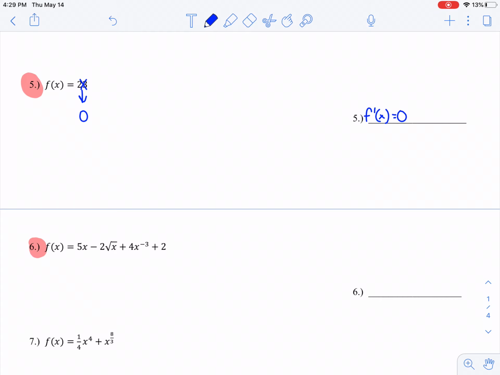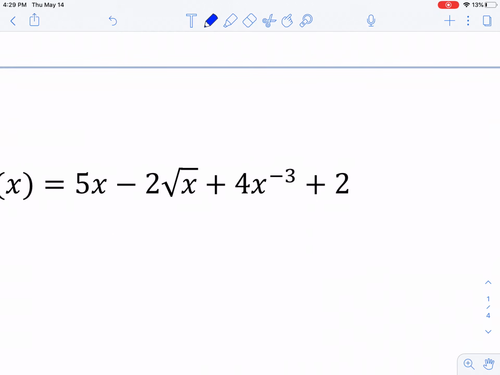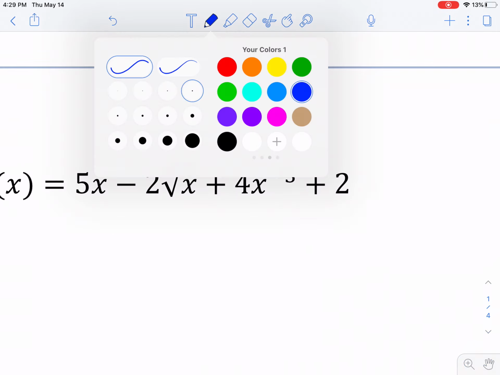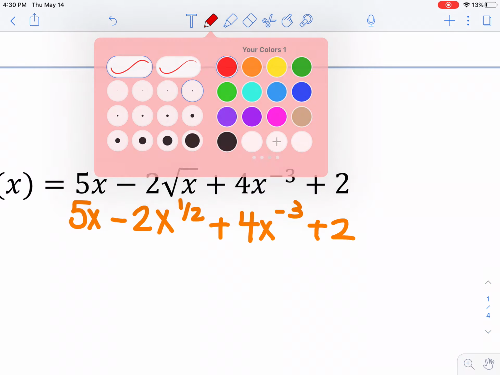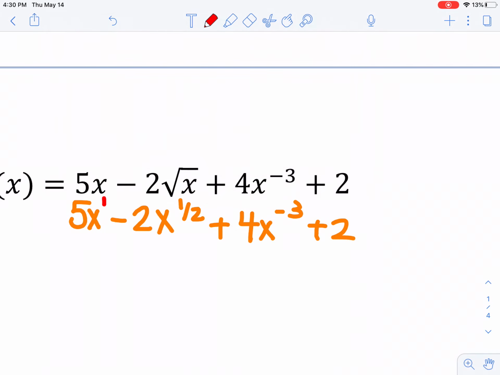Number 6, we're getting a little bit harder here with some negative exponents and also some radicals. So I would rewrite this first. Instead of square root of x, rewrite it as x to the 1/2. It's going to make it a lot easier. And now power rule, x to the first, the linear part goes away, so that's just a 5. Drop down the 1/2. 2 times a half is just 1, x.